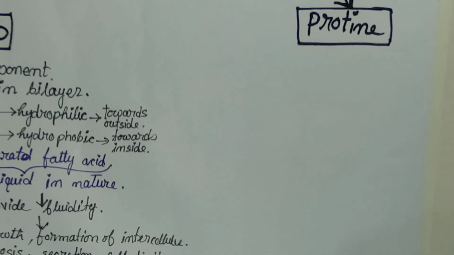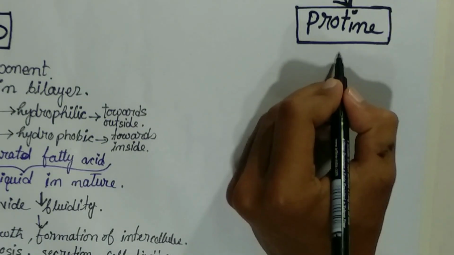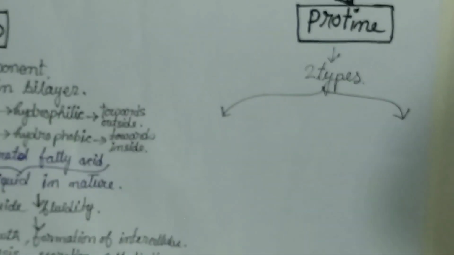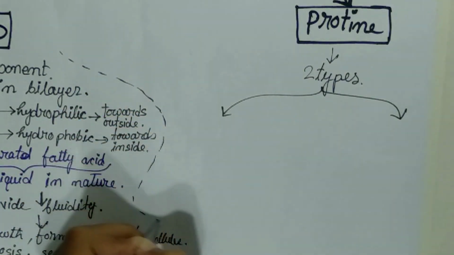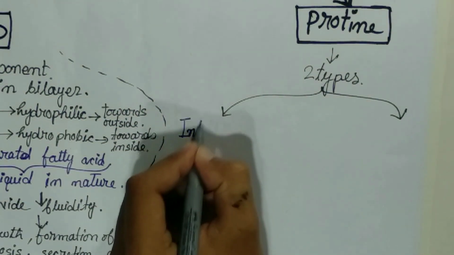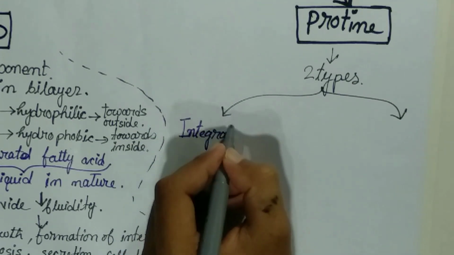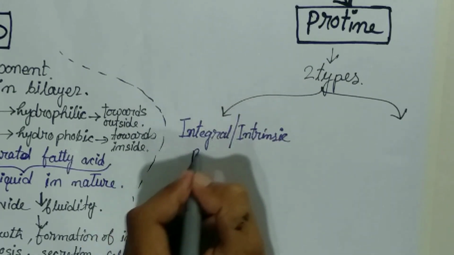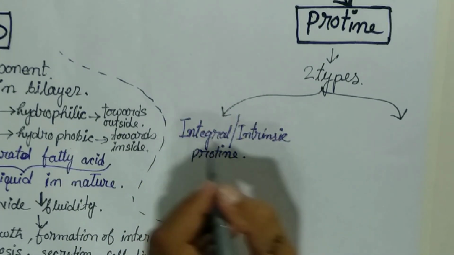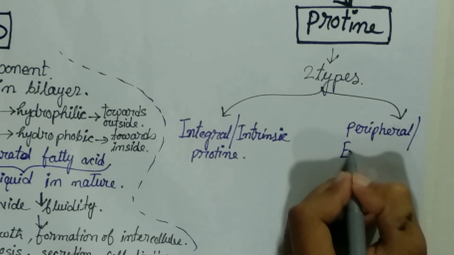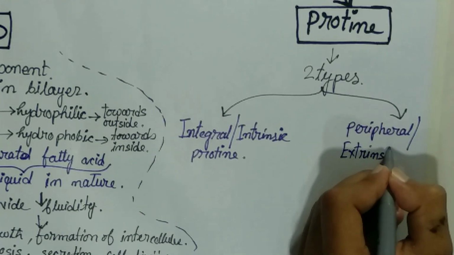After that, we will discuss the proteins present in the cell membrane. According to the fluid mosaic model, there are two types of protein present in the cell membrane: one is integral or intrinsic protein and the other is peripheral or extrinsic protein.